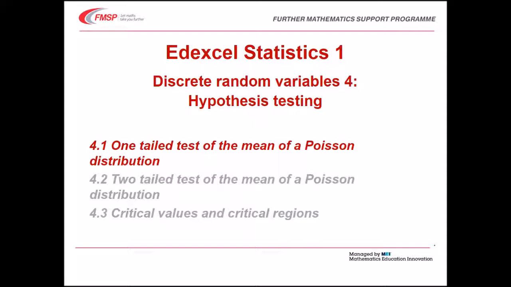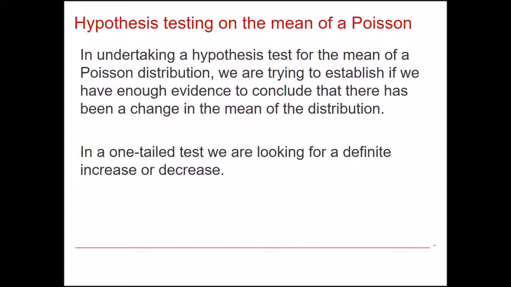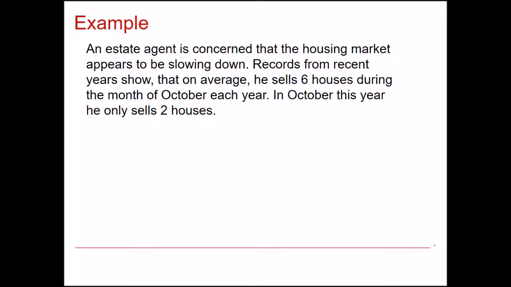It's the first video in this series and it will look at one-tailed tests of the mean of a Poisson distribution. When carrying out a hypothesis test for the mean of a Poisson distribution, we are trying to establish if we have enough evidence to conclude that there has been a change in the mean of the distribution. In this video we're only going to look at one-tailed tests, and that means we are looking for a definite increase or decrease. Here's an example of a scenario that you might want to hypothesis test.